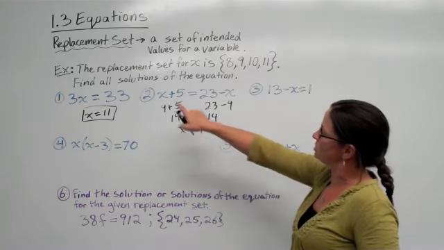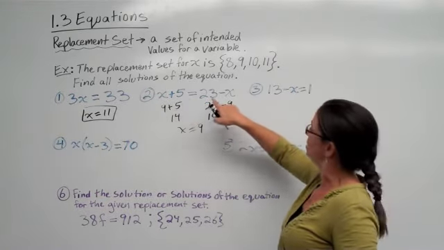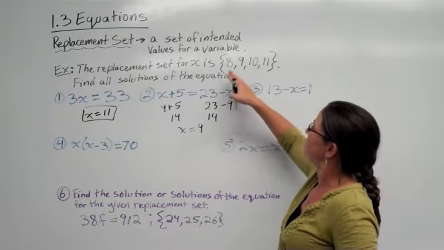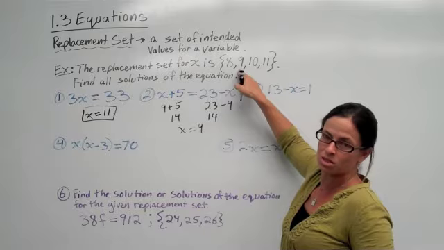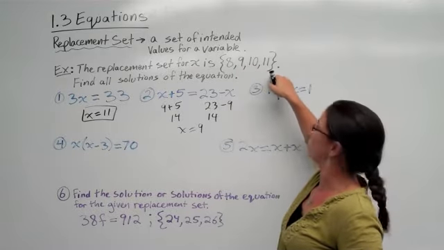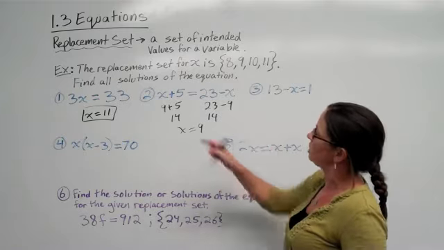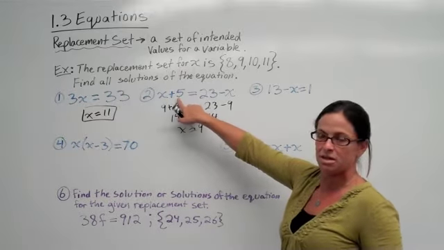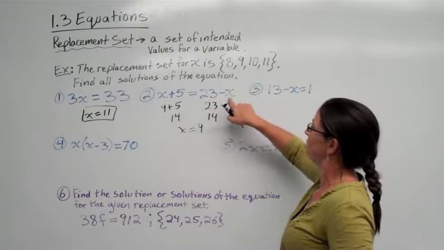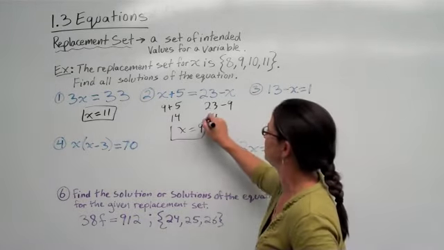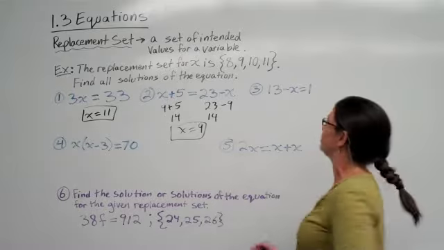Let's see if 10 works. 10 plus 5 is 15. 23 minus 10 is 13. Does not work. If you can see that this one doesn't work, this one does, and this one doesn't, chances are this one won't. But just to cover ourselves and make sure that we did it correctly, let's try 11. 11 plus 5 is 16. 23 minus 11 is 12. So our replacement set is just x equals 9.